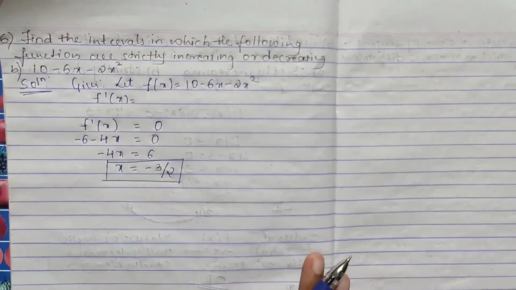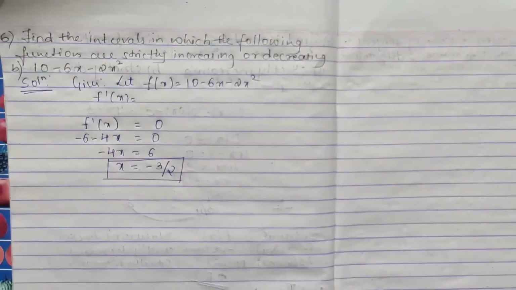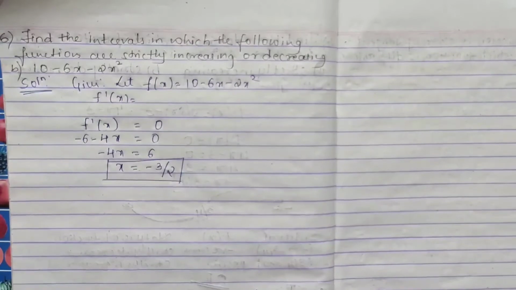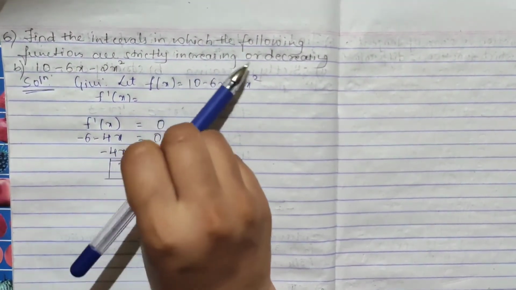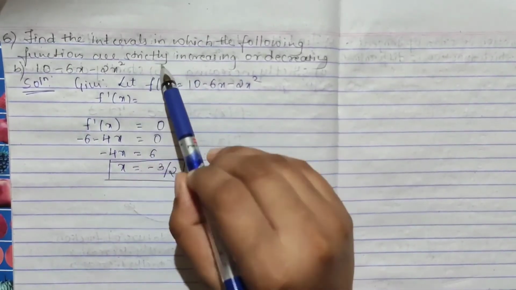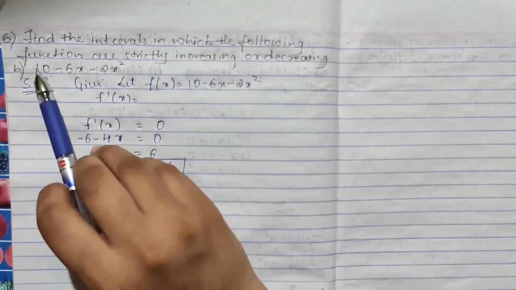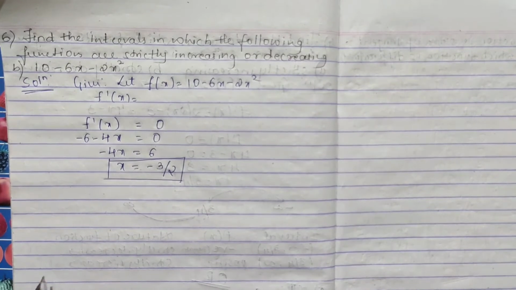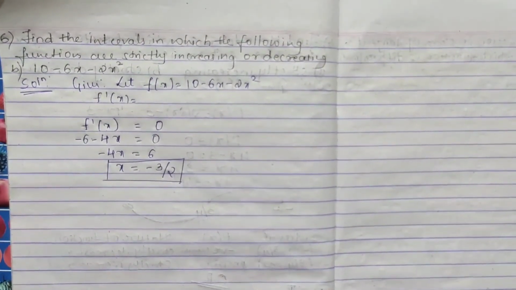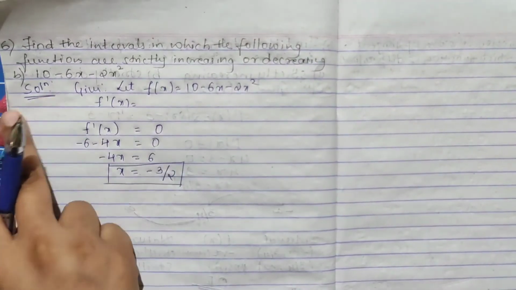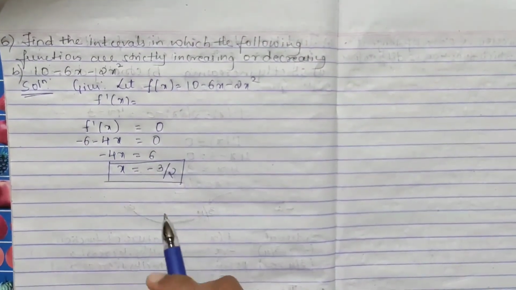Hello students, so we will proceed with our exercise 6.2 further examples. Sixth one I have taken: find the intervals in which the following functions are strictly increasing or strictly decreasing. Same as your fourth one, fifth one already I have shown you, but still just to brush up, in sixth one I will do just one, B1.